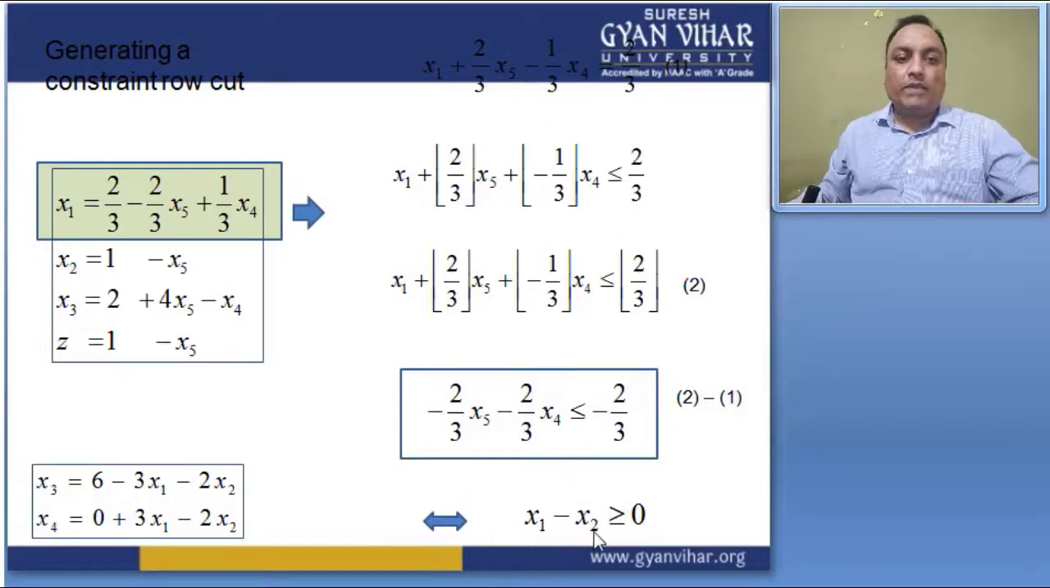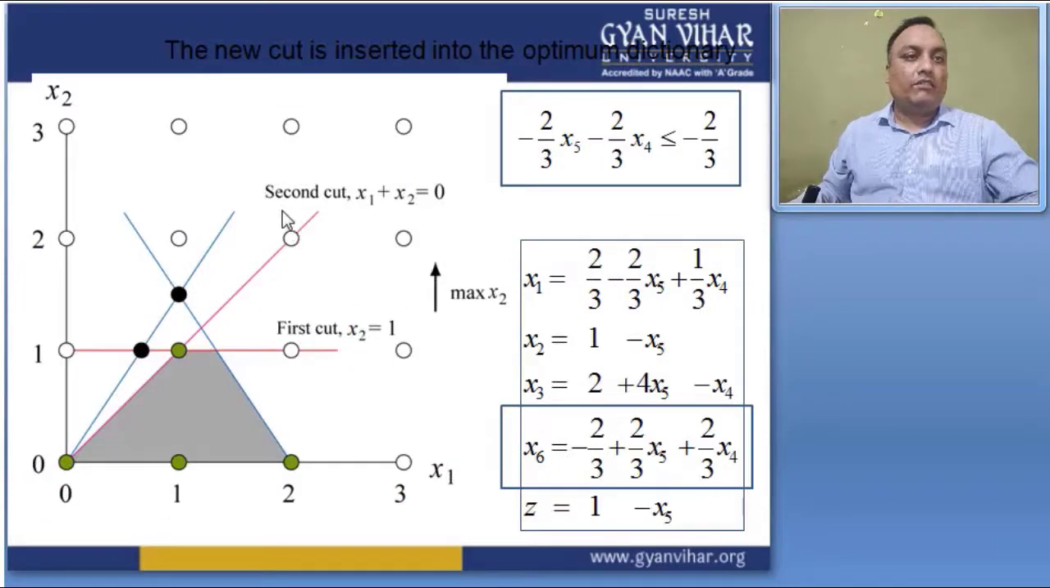This constraint is x1 minus x2. This is always greater than or equal to 0, and for this value we are using the second cut, and in the second cut this is x1 plus x2 equal to 0, and this will give one more optimal point, and the feasible region for this case always decreases, right? And this is a new point for the feasible region, meaning this is a new optimal point for this case.